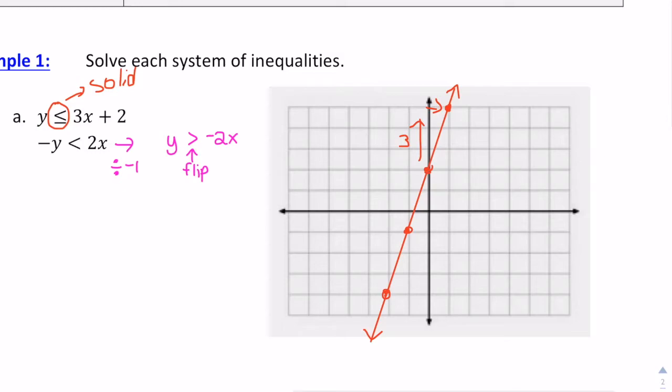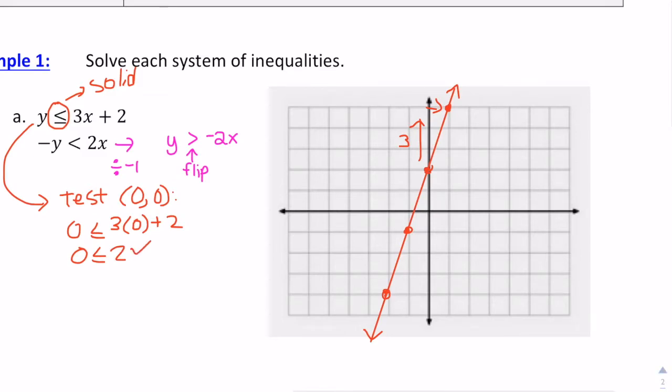Now either all the points to the left or the right side of that line are going to be your solutions, but we don't exactly know which ones. So if you want to determine which half of the line to shade here, you could plug in a point and check it. So if I test a point like (0, 0), I like to plug in (0, 0) because it's easy to test. You're going to have 0 is less than or equal to 3 times 0 plus 2, which just gives you 0 is less than or equal to 2.